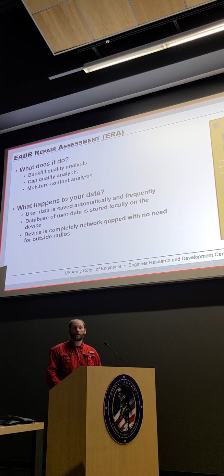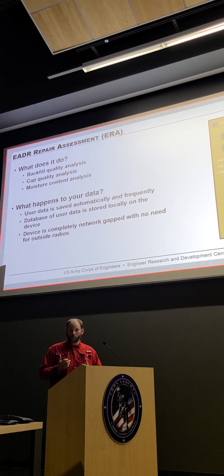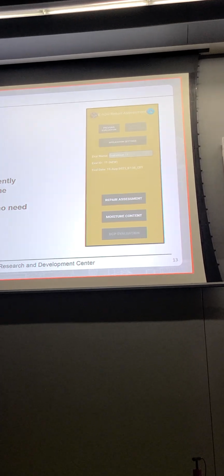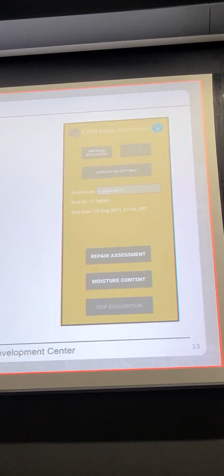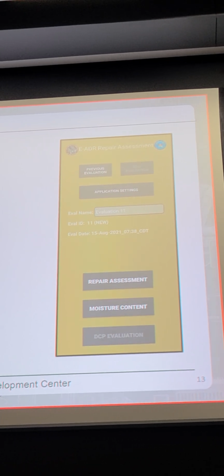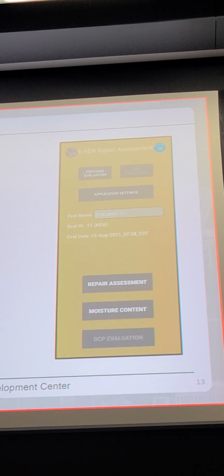So what does it do? Backfill quality is the main one. That's the one you're going to see the most: did I compact this backfill enough? How do I know if I've done it enough? I don't want to have a sheet of paper with a big table on it. I don't want to have all these different materials listed. I want something to say you did it good or you didn't, or the material's good enough or it isn't.